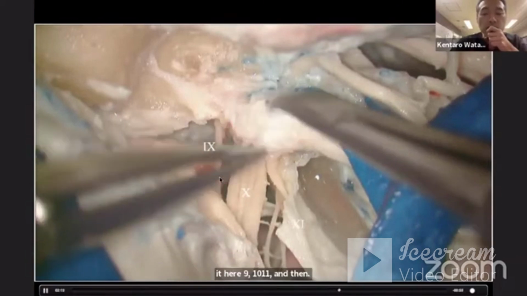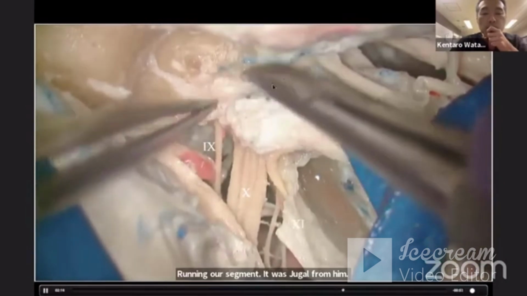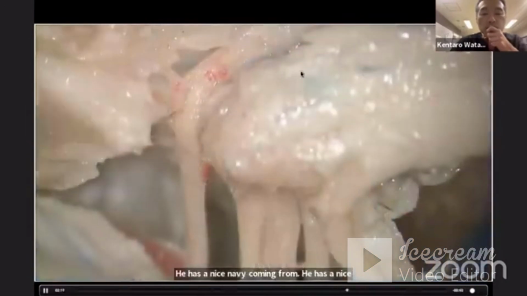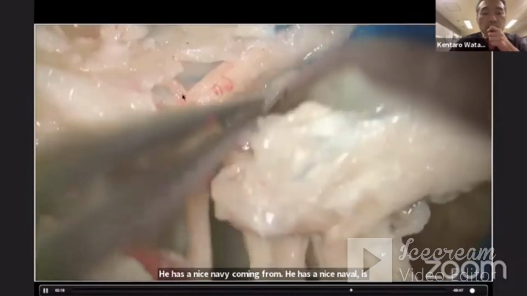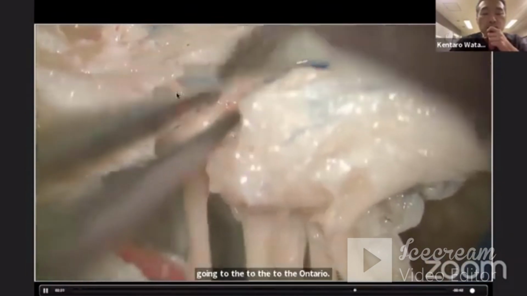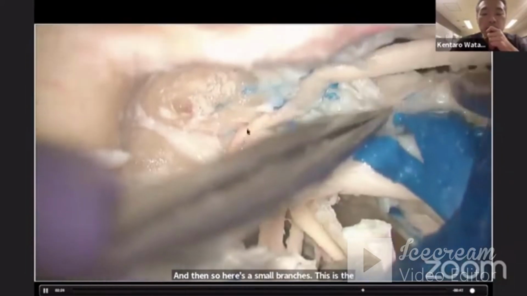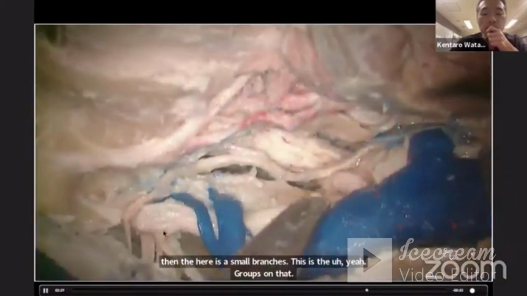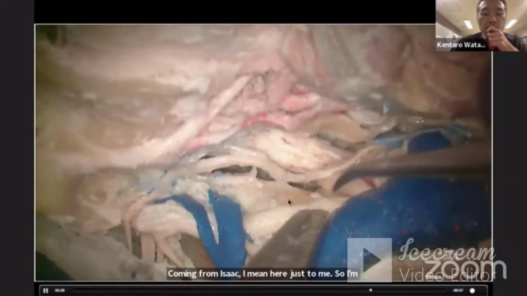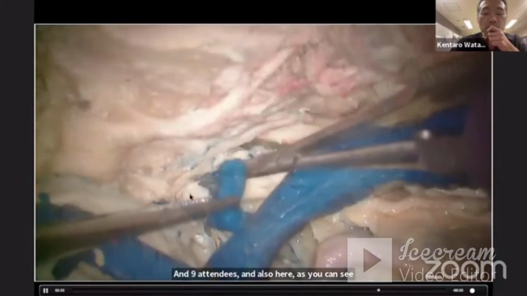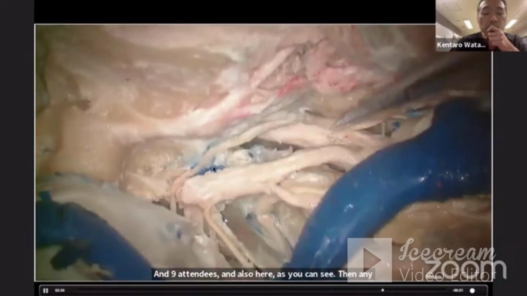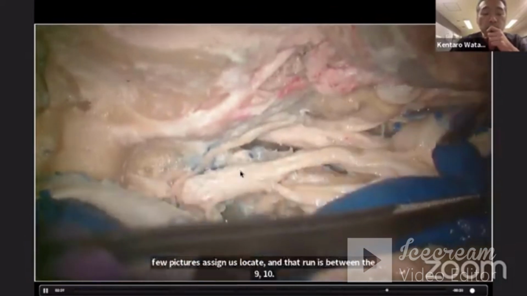Here's a nice nerve coming from here. Here's a nice nerve canal going to the anterior. And then here's a small branch. This is the Jacobson nerve coming from the jugular foramen. Here, this is the ganglion, and the 9, 10 nerves. Also here, as you can see, if you put the sinus located, the round is between the 9, 10. And then they can cut the inferior petrosal sinus.